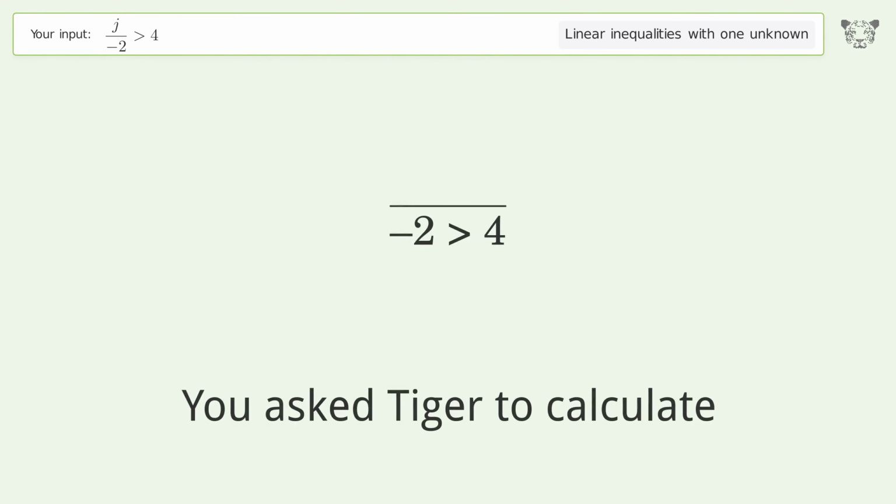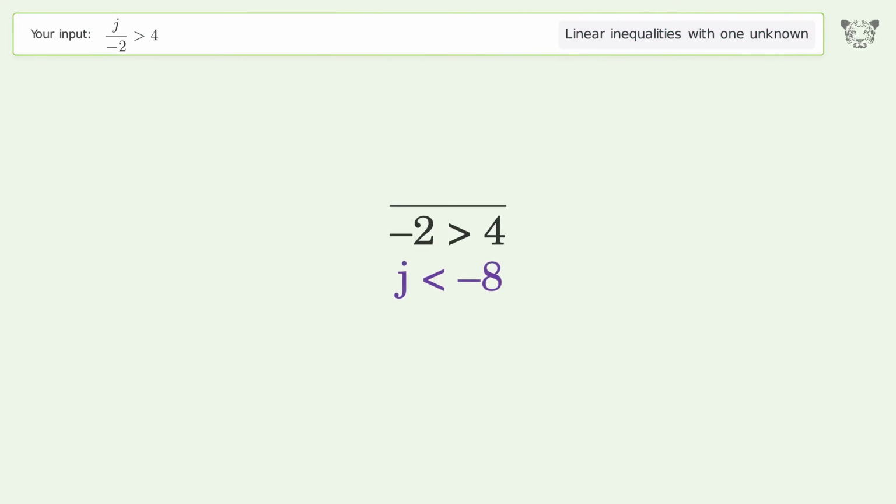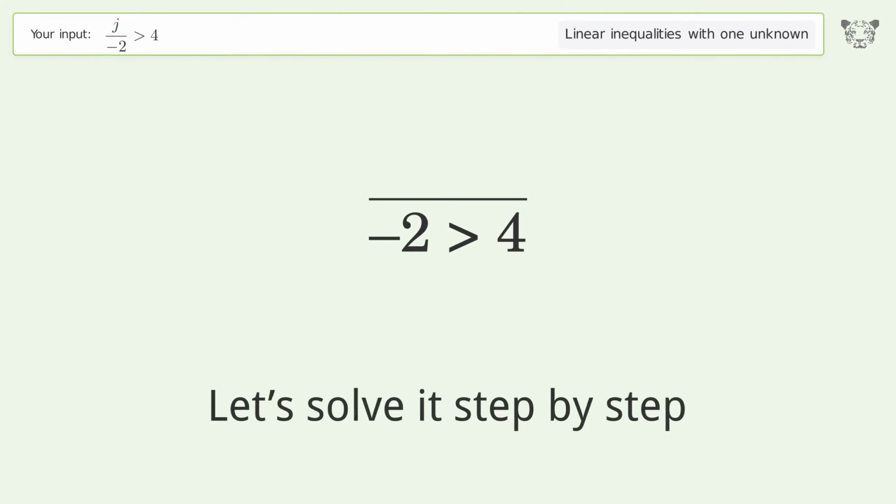You ask Tiger to calculate. This deals with linear inequalities with one unknown. The final result is j smaller than -8. Let's solve it step by step.